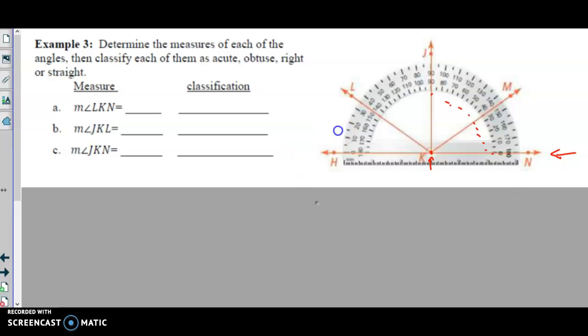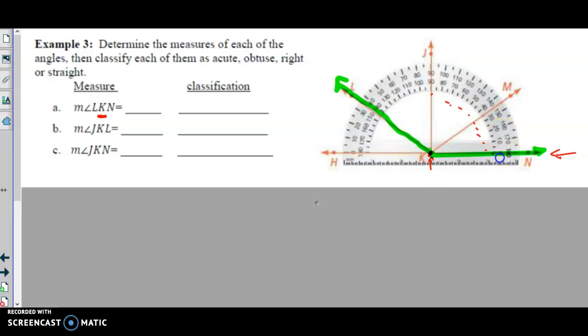Determine the measures of each of the angles and classify them as acute, obtuse, right, or straight. So we want to start with angle LKN. Well, K is the vertex. Again, vertex is always in the middle. And the sides of that angle, let me see if I can find my highlighter tool. Okay, the sides of that angle are KL, so starting at K, going out here to L, and KN, starting at K and going to N.